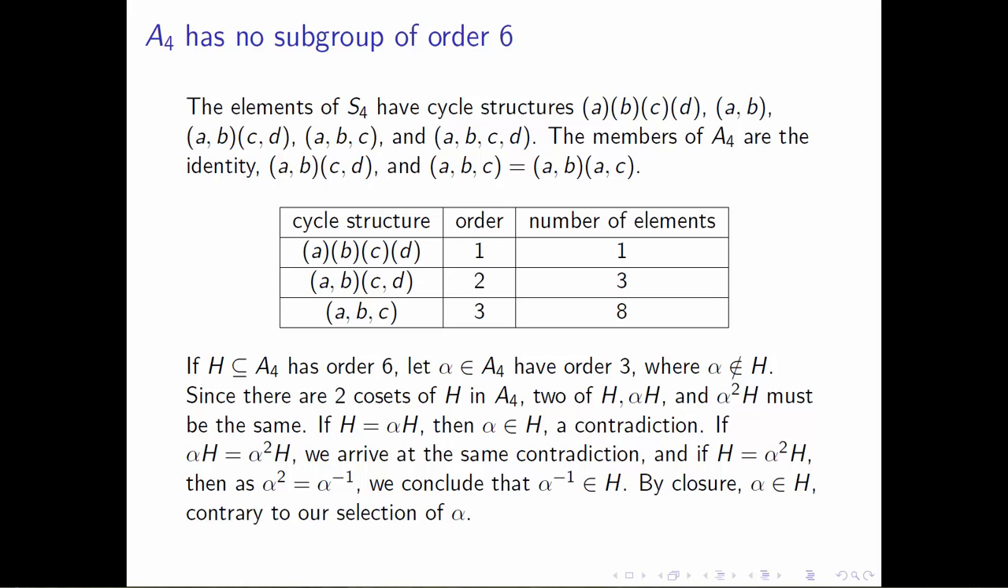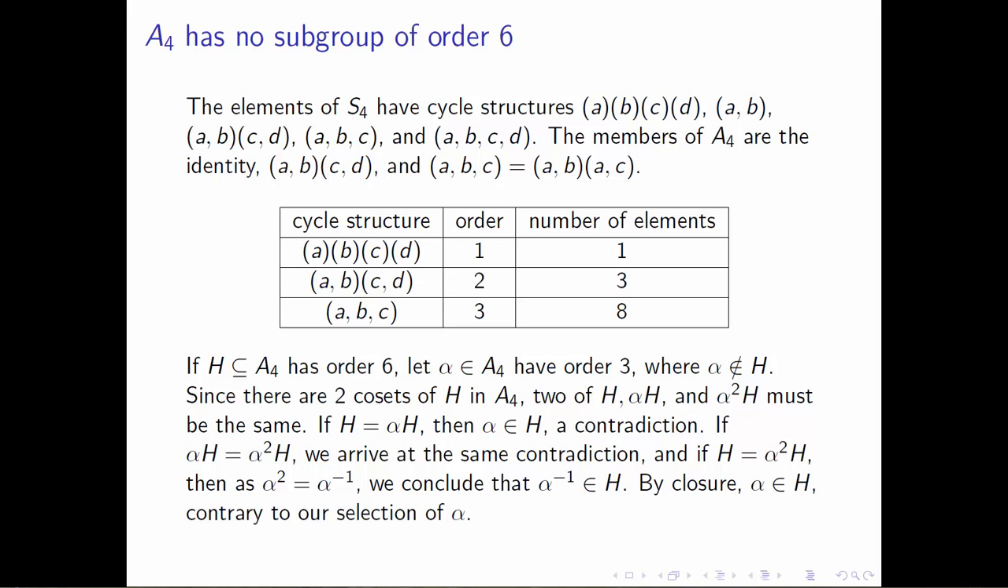Now let's look at the cosets that I would have, right? H is one of my cosets, alpha H is certainly one of my cosets, and alpha squared H is another coset. Alpha squared is not the identity, it's not alpha. And so we have these three distinct cosets, H, alpha H, and alpha squared H. These are three cosets, but since there are only two cosets of H inside of A4, at least two of them have to be the same. So let's go through and we'll arrive at a contradiction by any one of those pairs of cosets being the same.